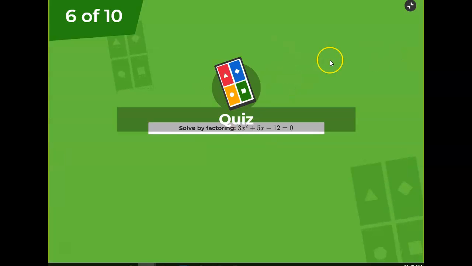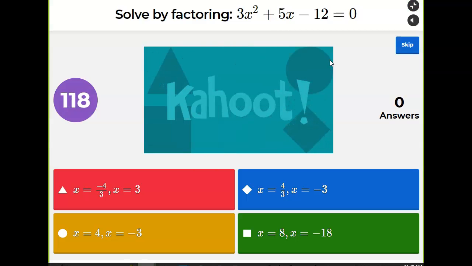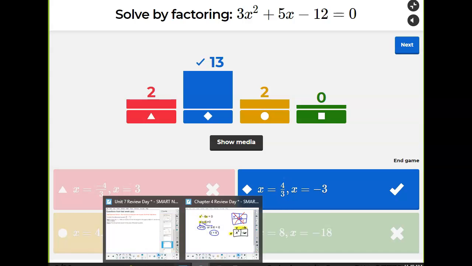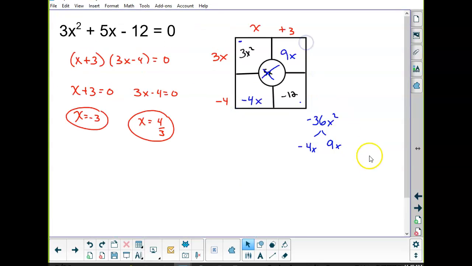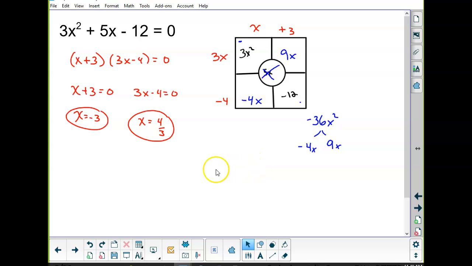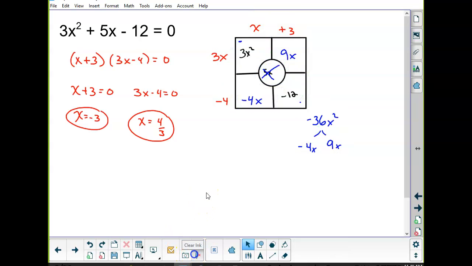All right, number 6, solve by factoring. This one, you most likely will have to show work for. You should have got x equals 4/3 and x equals negative 3. But why and how? There we go. So I had this from my other class, but I'll go through it.